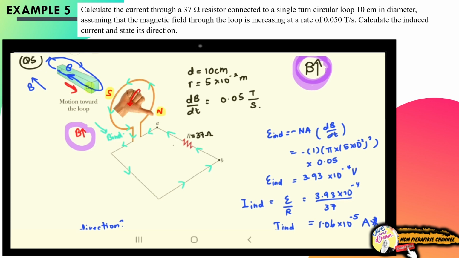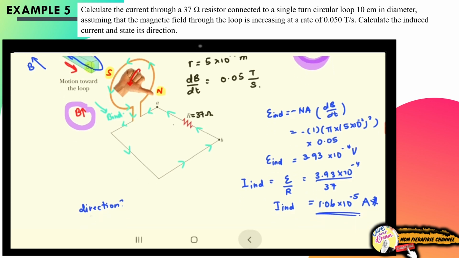Calculate the induced current and state its direction. So the direction is anti-clockwise direction. Okay, anti-clockwise. Boleh? Okay, so kita boleh tengoklah dekat situ. Alright, so finish question number 5.